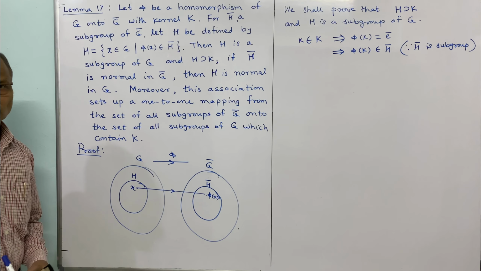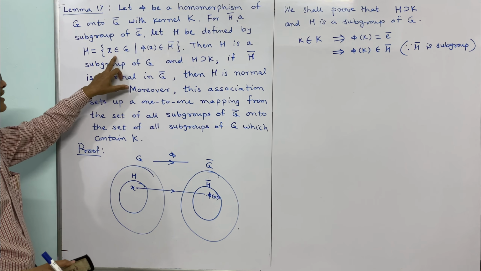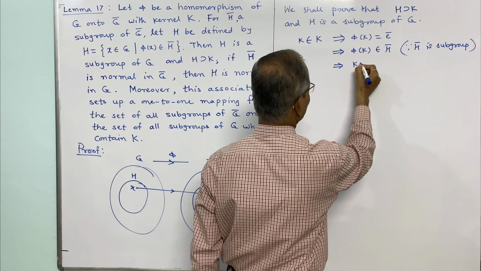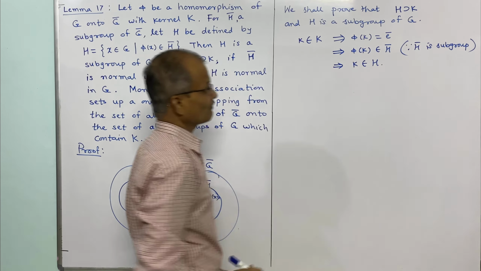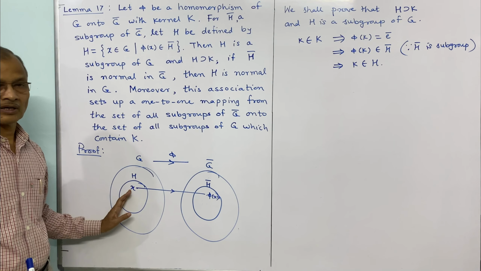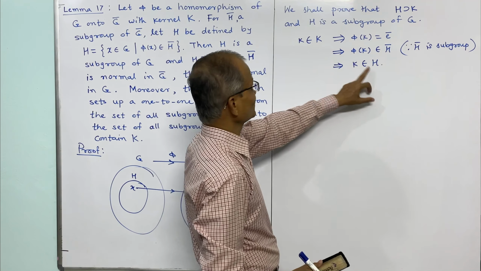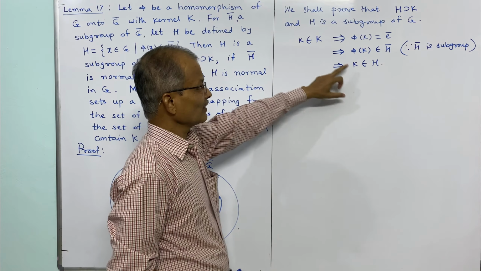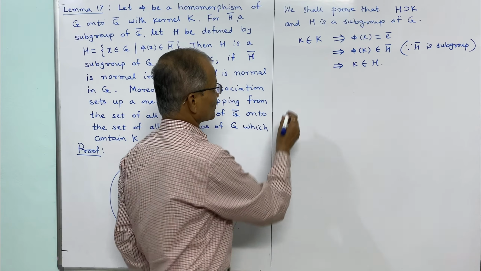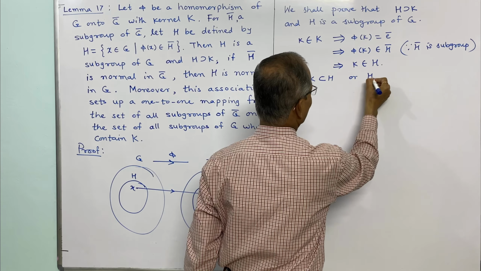And if phi of k belongs to H bar, by definition of H, if phi of x belongs to H bar, then x belongs to H. So therefore this implies k belongs to H, because its phi image is in H bar. If the phi image is in H bar, then the element belongs to H. So the inverse image is in H. And thus this k is in H. Thus if k is in K, then k is in H, meaning K is a subset of H. So therefore K is a subset of H, or H contains K.